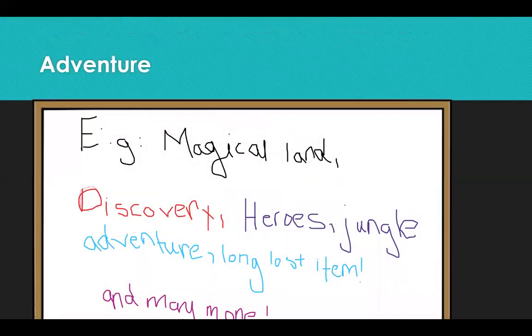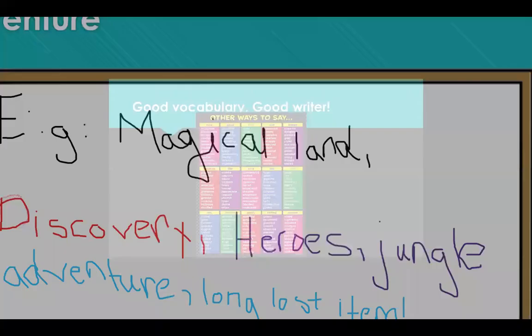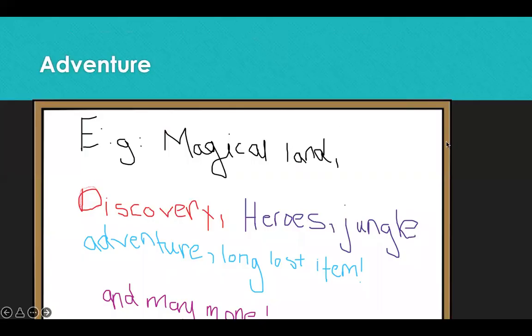Now, here is the adventure. Okay, so here I have a whiteboard, and now I've written here examples given. So, see, this is the adventure part. So, your story can have an adventure like two girls discovered a magical land, or they had a discovery of a gem, or there can be heroes. There are two heroes, or there can be a jungle adventure, like they're in the jungle trying to find something, or a long lost item, for example, a long lost gem that no one has ever found, and those two girls want to find that, and many more.